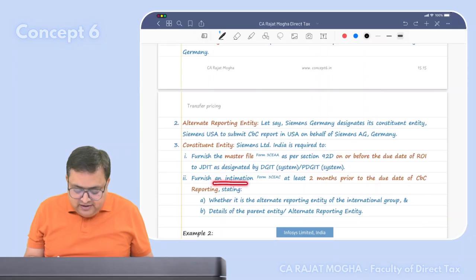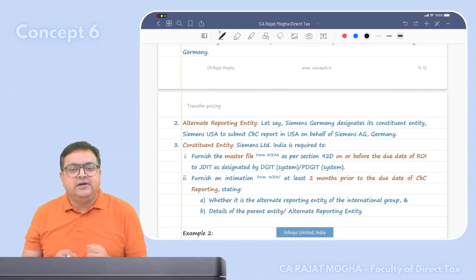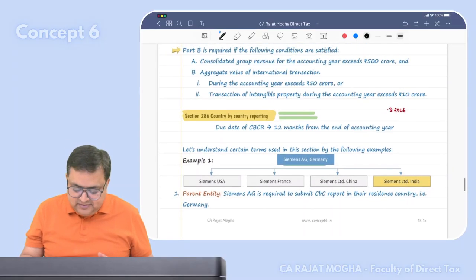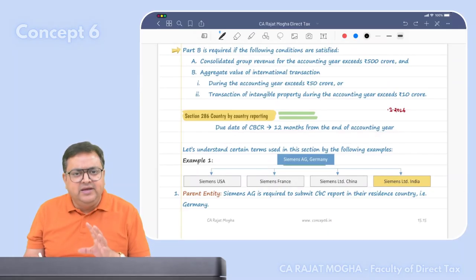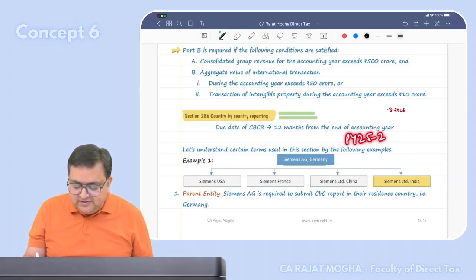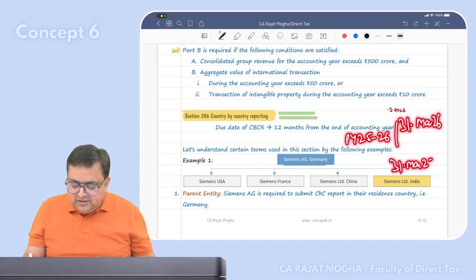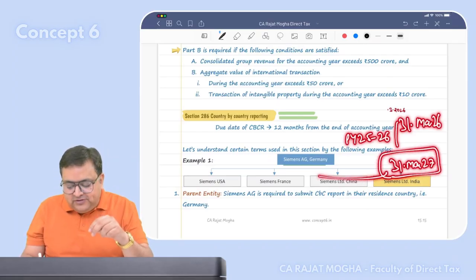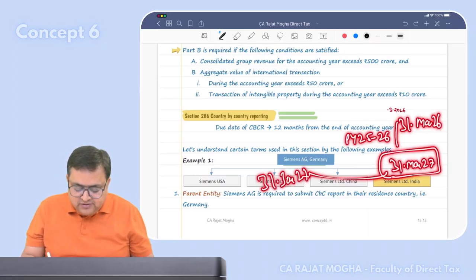So furnish an intimation at least 2 months prior to the due date of CBCR reporting. Now tell me, what is the due date of CBCR reporting? Sir, when the year ends, after it 12 months. It is 12 months from the end of the accounting year. So accounting year means previous year. Previous year 25-26 will end on 31st March 26. From here 12 months, so 31st March 27 is the due date for CBCR, right? So 2 months before the due date, that is by which date? 31st January 27. Got it?